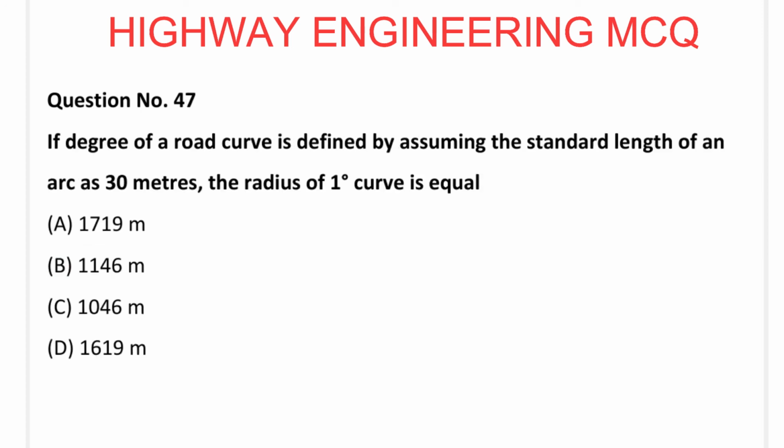Next question, if the degree of road curve is defined by assuming the standard length of an arc of 30 meters, the radius of 1 degree curve is equal to: option A, 1719 meter; option B, 1146 meter; option C, 1046 meter; option D, 1619 meter. So the correct answer is 1719 meters.